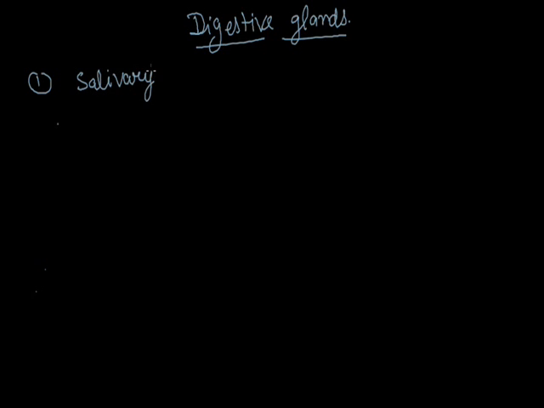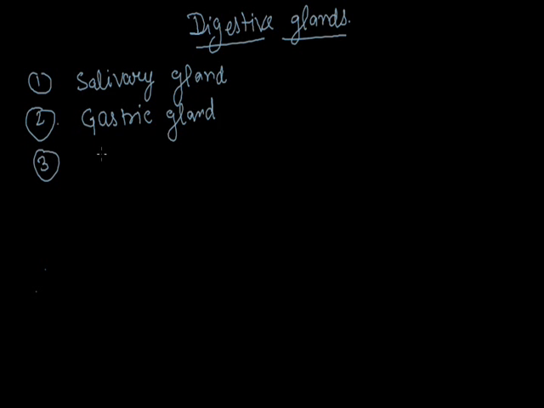In last class, we completed the alimentary canal. Today, we will start digestive glands. Digestive glands: first, salivary gland. Second, gastric gland. Third, liver. Fourth, pancreas, and fifth, intestinal gland.